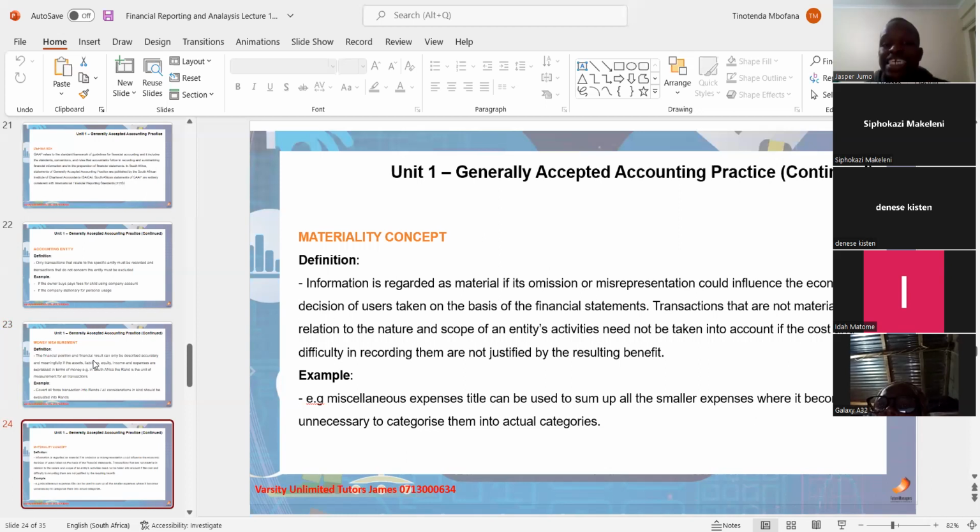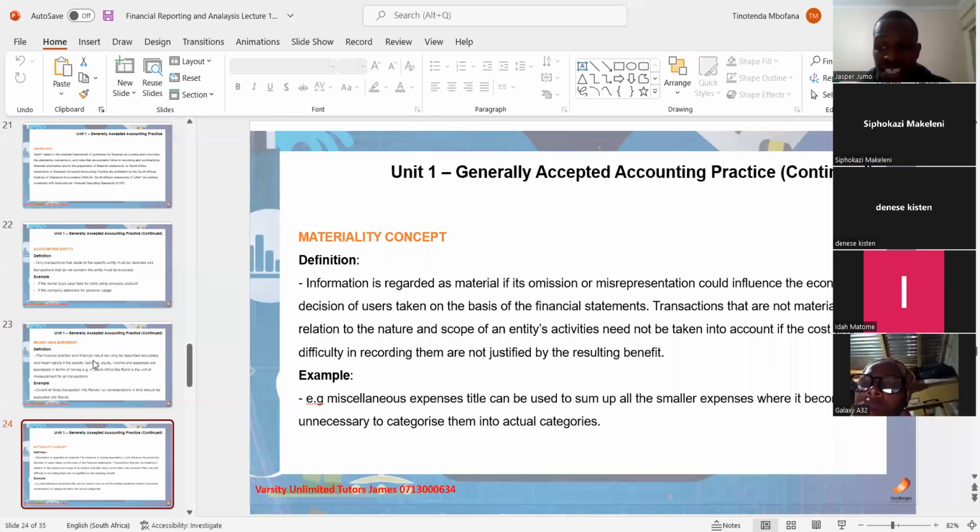Concept number three, materiality concept. Materiality concept, we're basically saying, does it really matter? The thing that you want to include in the financial statements. So for example, in my company, if I buy a car for the company, that's going to cost us what? Not short of 200,000 rand, right? So that matters. That is going to have a material effect on the business.